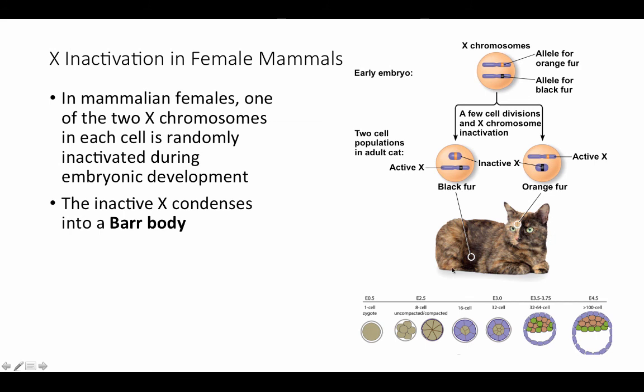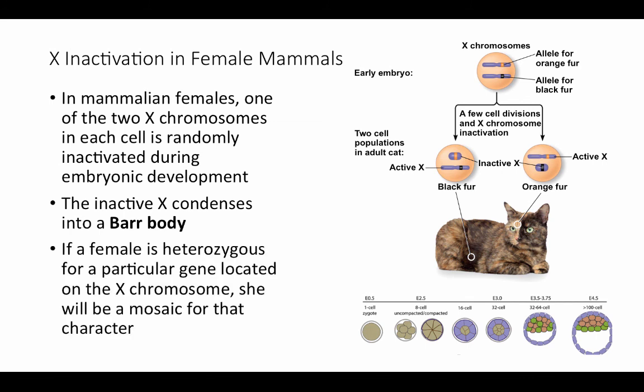So this is why tortoiseshell cats are nearly always female, and calico cats are nearly always female too. They have the same phenomenon going on, but they also have a separate gene that causes the white patches that you also see in calico cats. So calico cats and tortoiseshell cats, nearly always female. So if a female is heterozygous for a particular gene located on the X chromosome, she will be a mosaic for that character.